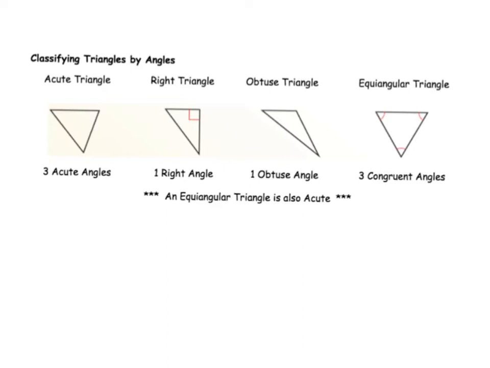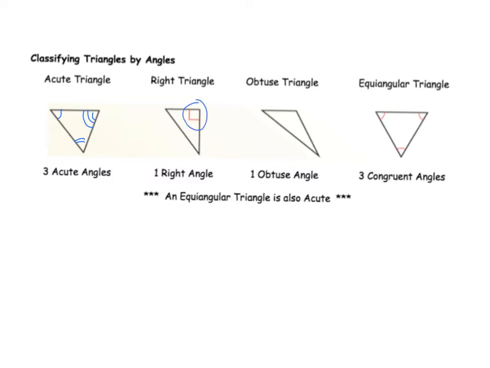So now we classify triangles by their angles. So first we have an acute triangle. So it has three acute angles. Remember, acute is all measurements are less than 90 degrees. Okay. Then you have the most popular right triangle. And of course, it's always right. Haha. And in order for it to be a right triangle, it has to have at least one right angle.